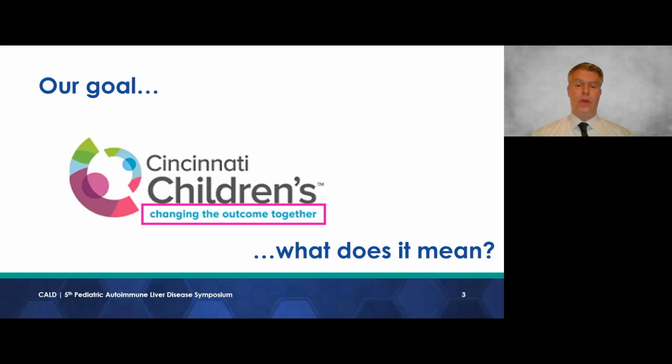I think we can agree that for many of us in this group, one of our common goals, to borrow a phrase from our gracious host institution, is to change the outcome together. Now, applied to autoimmune liver disease, particularly in childhood, what can that mean?